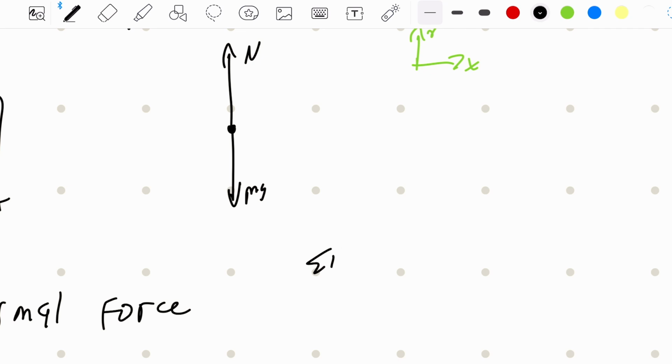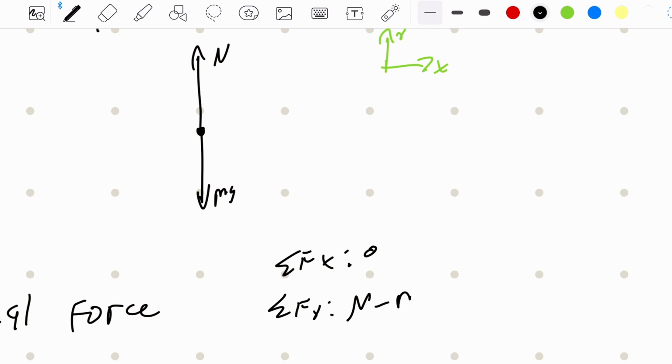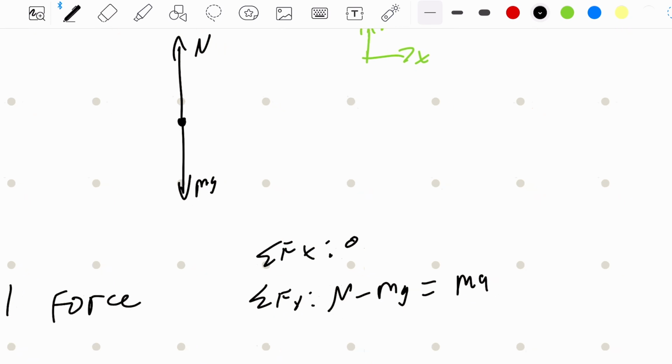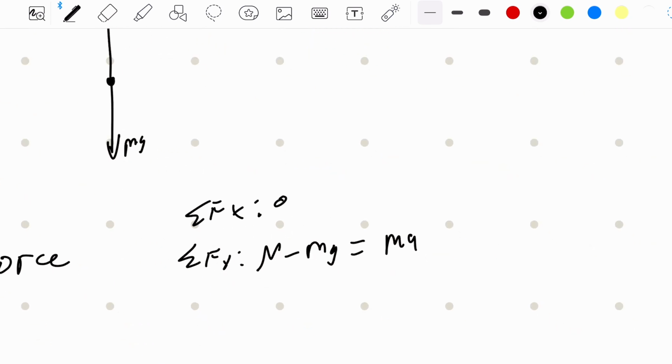And I'll write my sums of forces equation. So sums of forces in the x is 0. There's nothing there. Sums of forces in the y, I have N minus mg. And this, if he is accelerating upwards, right, will just be equal to m times a. So that means that the normal force exerted on him will be N is equal to ma plus mg. So he has a greater normal force, right?